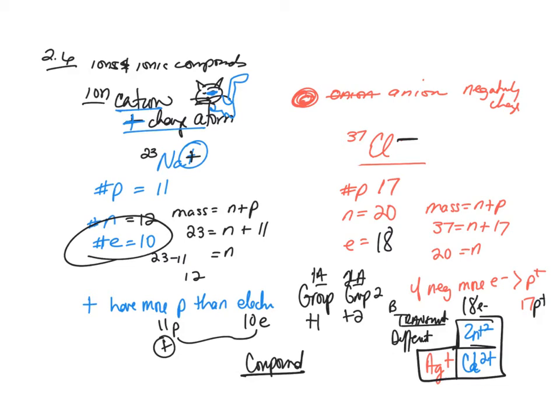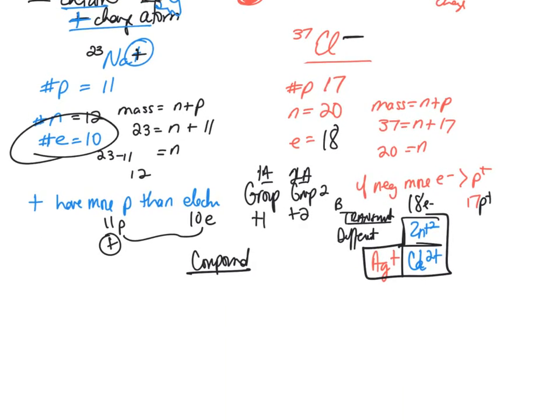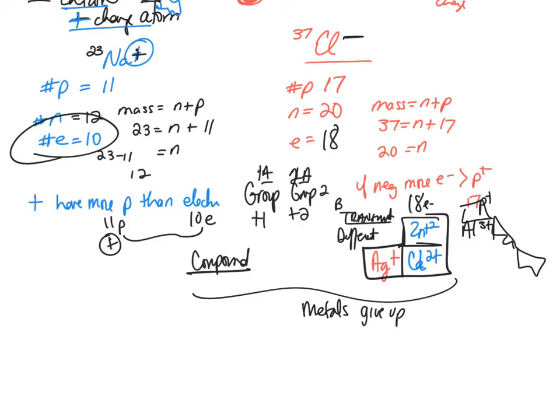Like aluminum is group 3. That's going to be a 3+. Now you do have your metalloids, so you see all those. These are metals. Metals give up electrons. Metals always form positive charge, always, and 2/3 of the periodic table are metals.